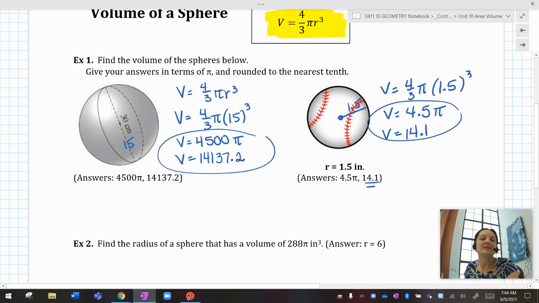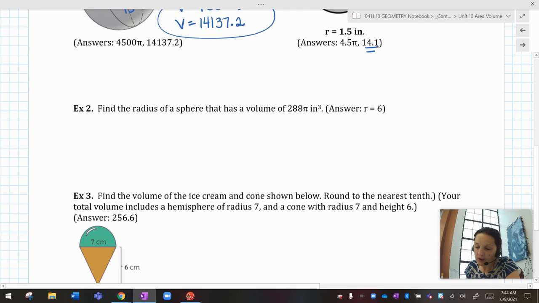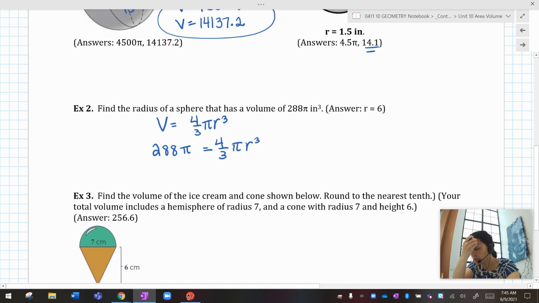All right, now it's not always that easy. Sometimes we have to go backwards. So this one says find the radius of a sphere that has a volume of 288 pi cubic inches. All right, well, volume equals 4/3 pi r cubed. Whenever possible, write out the formula first and then fill in what you have and solve for what you don't have. So it says find the radius if you know that the volume is 288 pi. So 288 pi equals 4/3 pi r cubed.